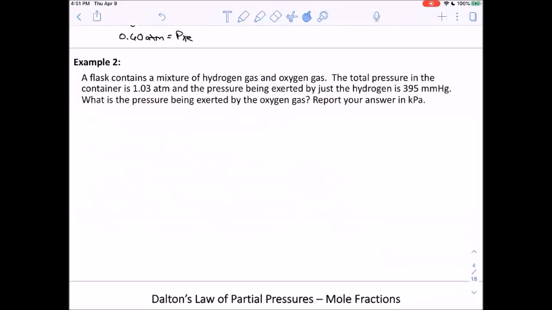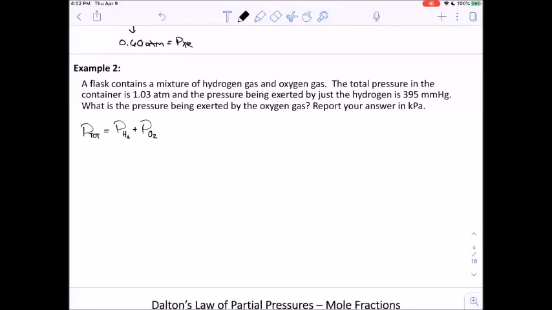So again, first thing we want to do is write down that equation, knowing pressure total is the sum of the pressure of, in this case, the hydrogen and the oxygen gas. So we'll write down that formula. And there's our formula right there. Total pressure is equal to the pressure of hydrogen plus the pressure of oxygen.